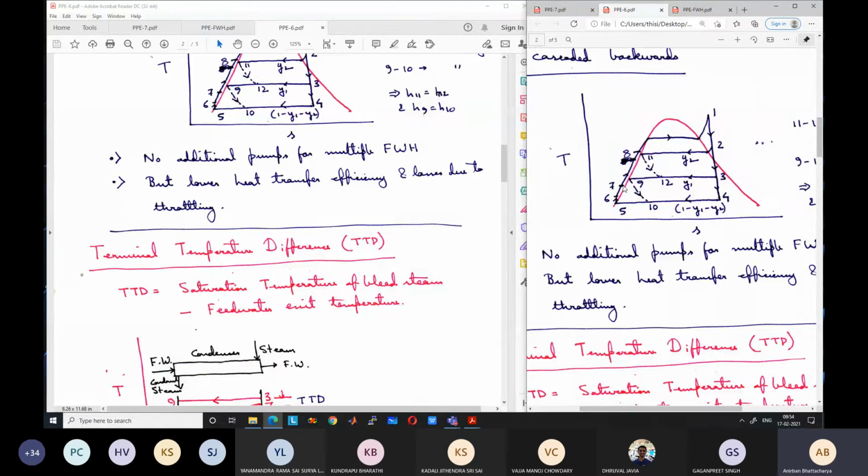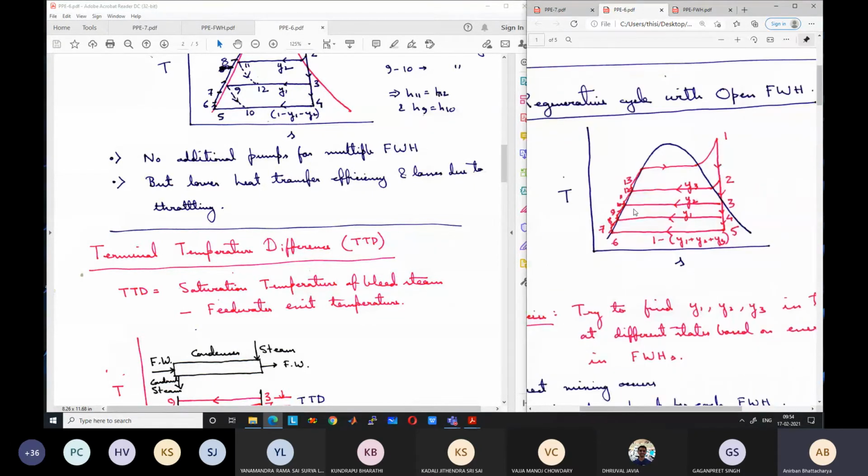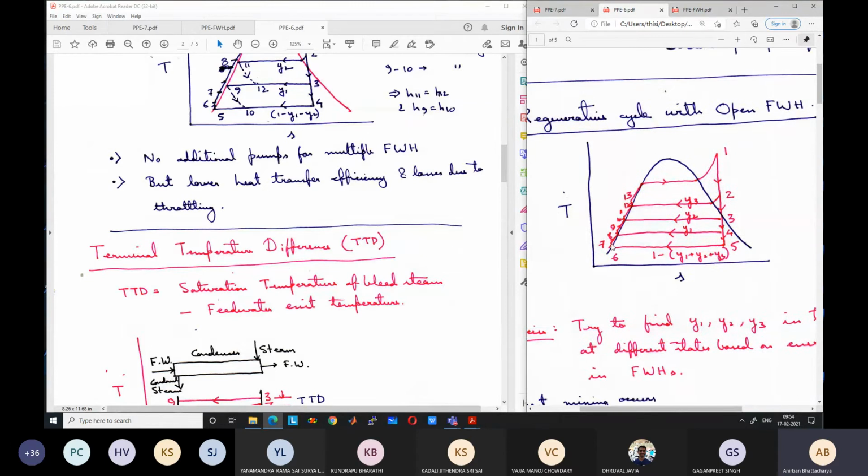Previously, for the open feed water heater, what were we doing? We were pumping it to the pressure required for the feed water heater, and then this was taken to some state 8, which was exactly the saturated liquid state. But in this case, because there is no mixing, we are not taking it to a saturated liquid state. It is in the subcooled region. So you cannot say what is the exact condition of state 7.